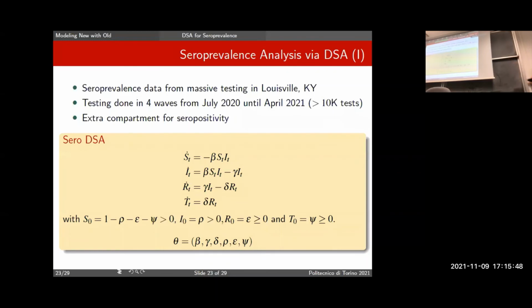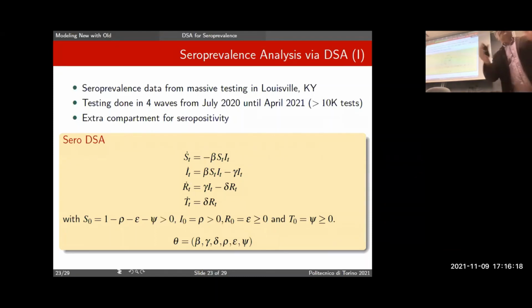Just to give you an idea, it turns out that this whole notion of DSA, dynamical survival analysis, of replacing hazards which are random with deterministic ones, works very nicely with this seroprevalence testing. Because I will just use a different dynamical system, not an SIR model anymore, but something that I call an SIRT, where T stands for positive testing.